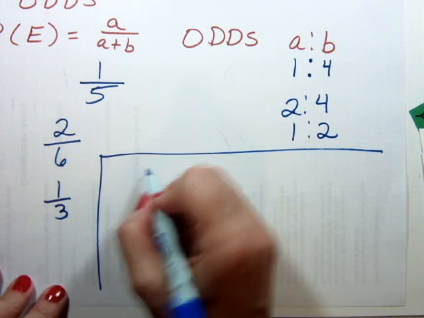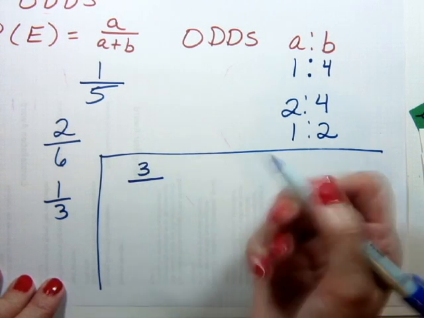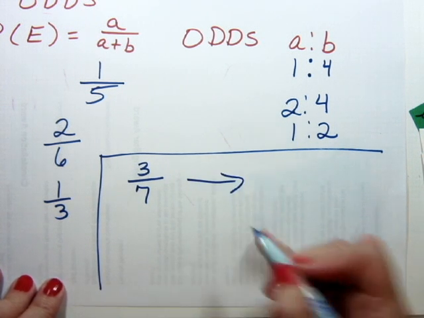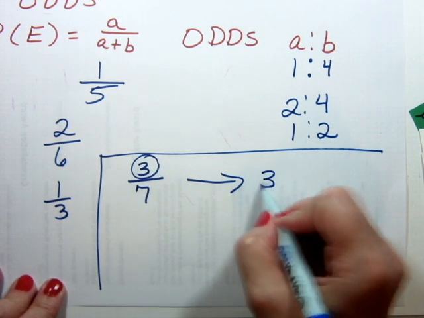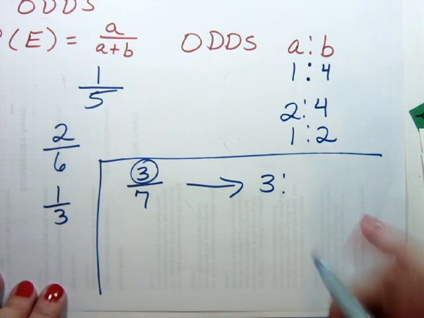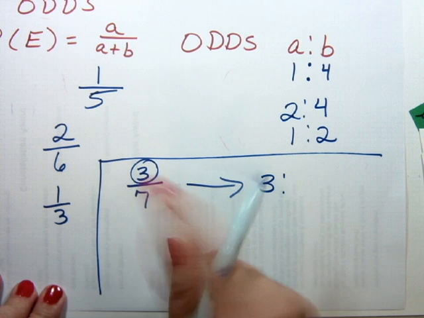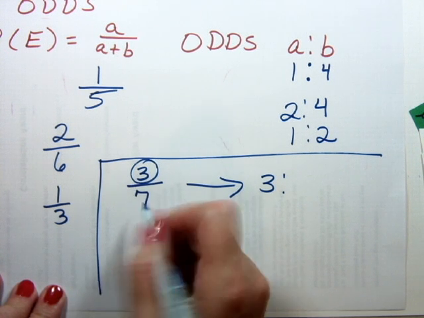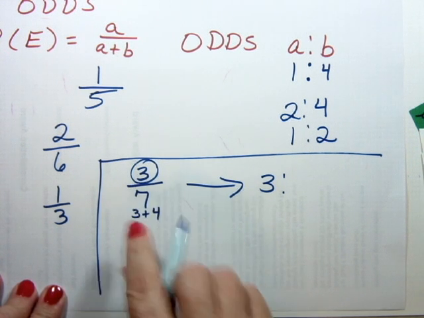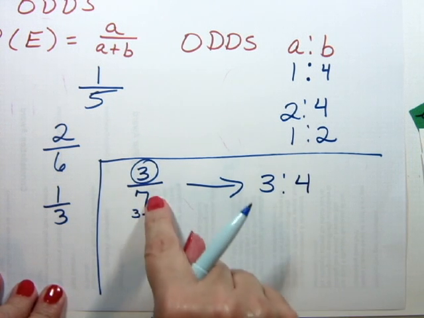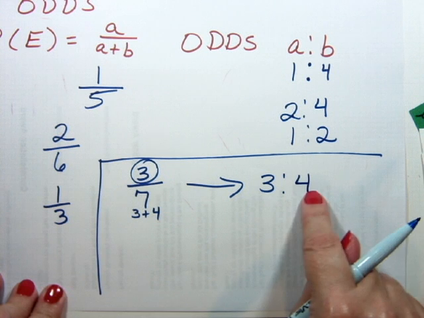What if I tell you the probability of winning something is 3 out of 7? To get the odds, you would say there's 3 ways to get what I want. Now how many ways could I not get what I want? Well, since this is a total, 3 of those are winners, which means 4 of those would have to be losers. So it's 3 to 4. If your probability is 3 out of 7, your odds would be 3 to 4.